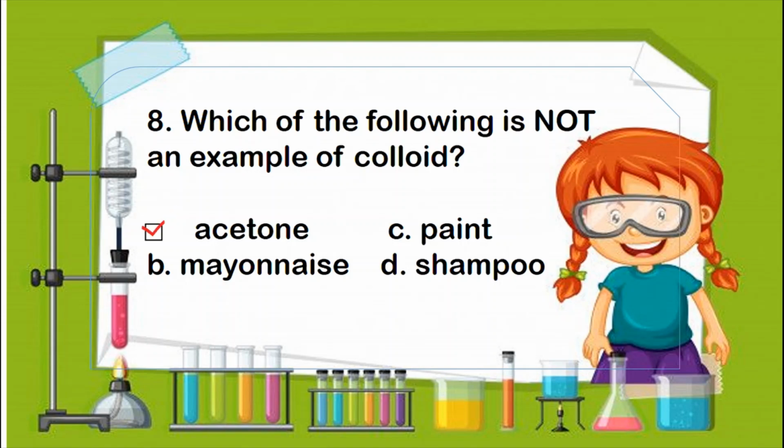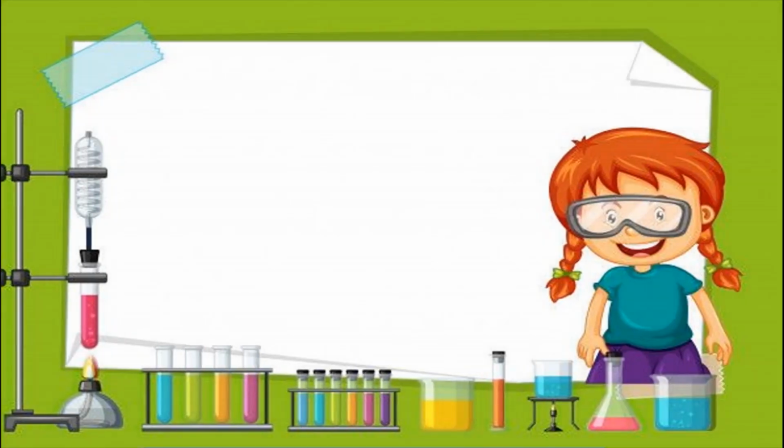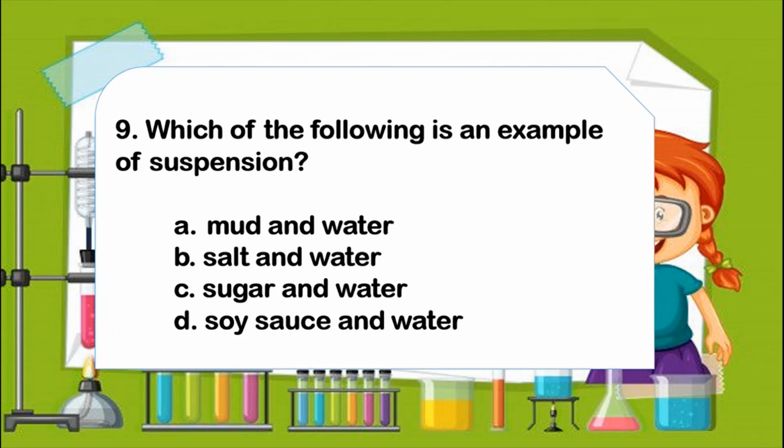Number 9. Which of the following is an example of suspension? A. Mud and water, B. Salt and water, C. Sugar and water, and letter D. Soy sauce and water. Correct answer for this is letter A, mud and water, an example of suspension.